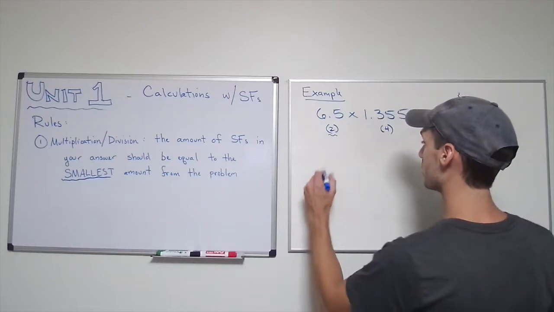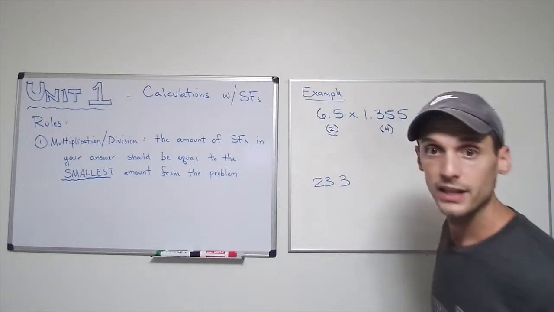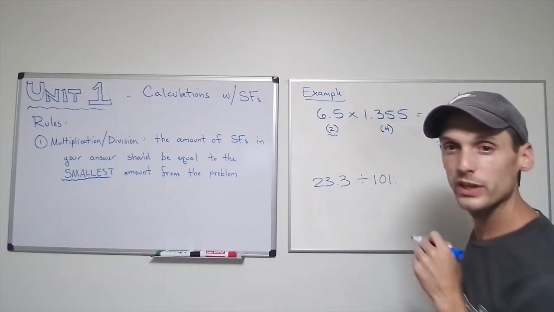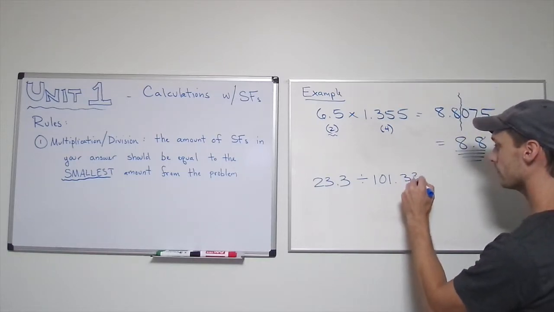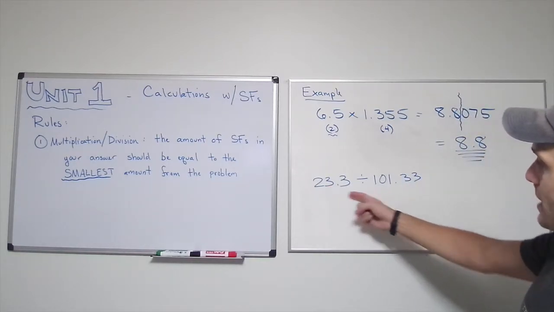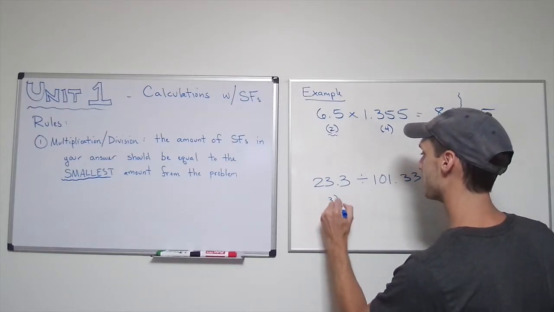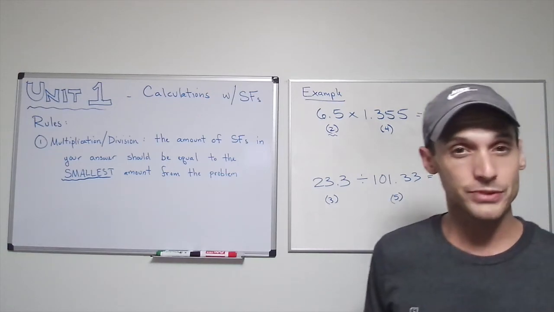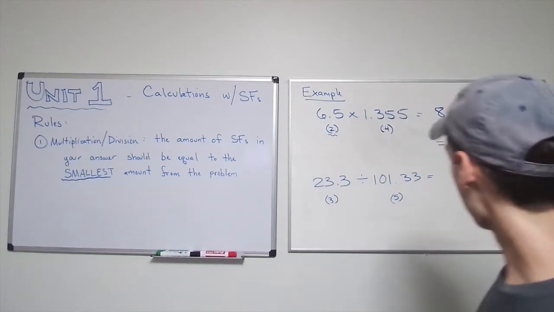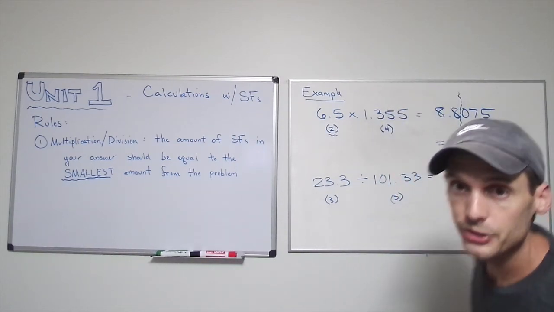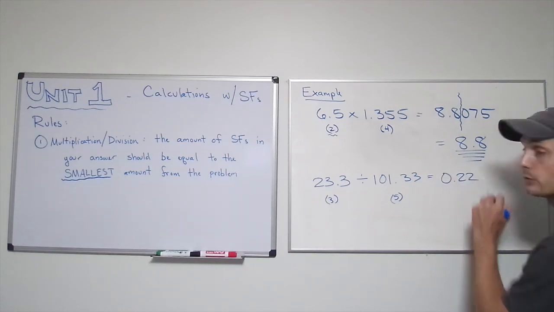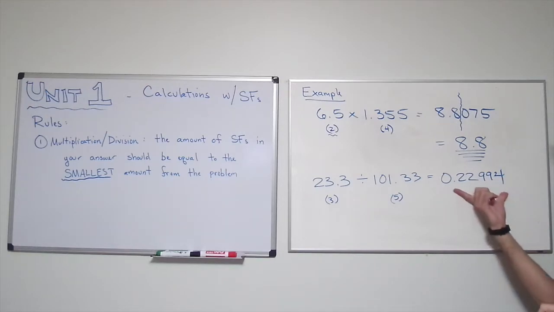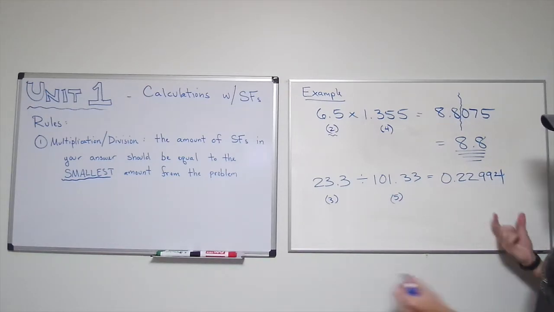How about if we do 23.3 divided by 101.33. Again, look at your numbers that you're plugging in. This has 3 SigFigs. This has got 5 SigFigs. Therefore, your answer better only have, good, 3 SigFigs. So if you plug that in, you would get some gross number like 0.22994. But of course, we cannot have all of those significant digits. We can only have 3.